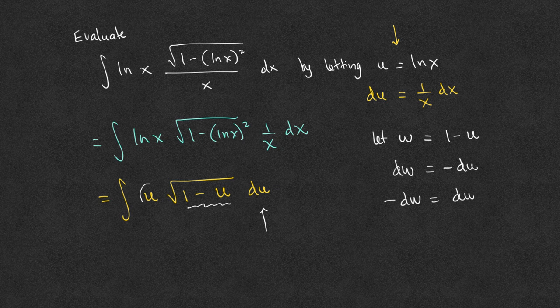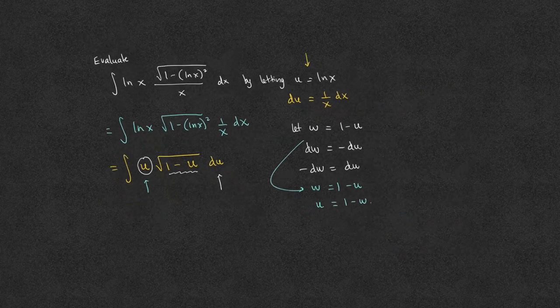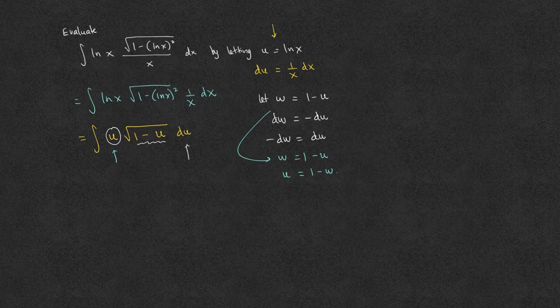But what about this u? We don't have any substitution for u. Observe that if w equals 1 minus u, then to write u in terms of w, u is 1 minus w, where we move negative u to the left and w to the right. We can substitute the u with 1 minus w as well. And so we have all of the substitutions for each of the expressions in the new integral.